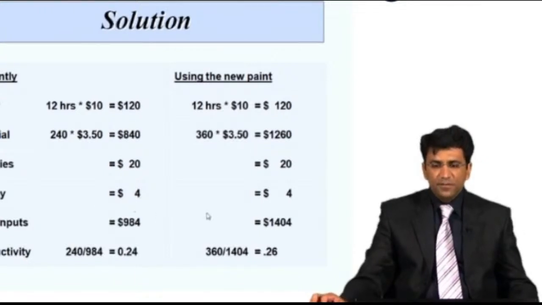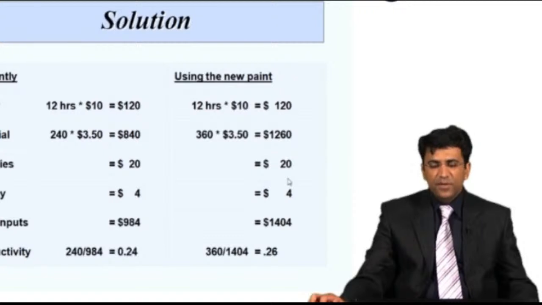Now what changes will be there by the usage of new paint? Labor hours will remain same. There will be a change in material cost. Why? Because our output level is being changed now. With the new paint, she is able to get the 360 dolls. So our material cost will be again $3.5, which is the unit cost, multiplied by total production or total output, that is 360. So we can get the material cost in this particular case as $1260.